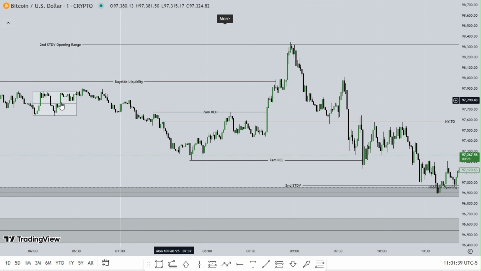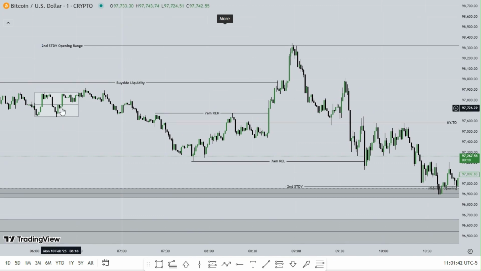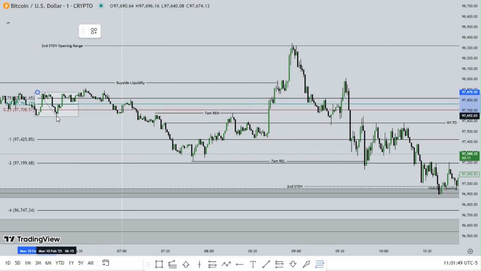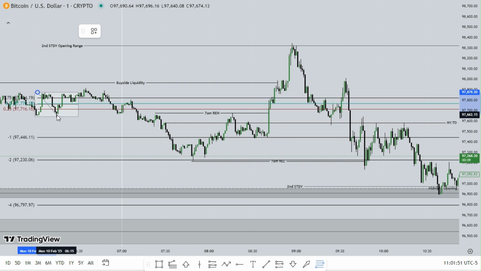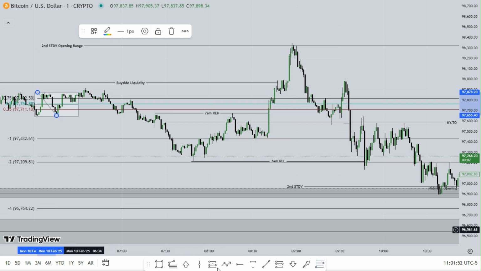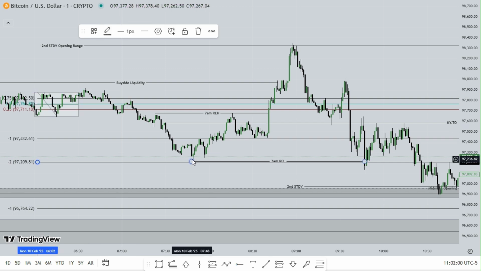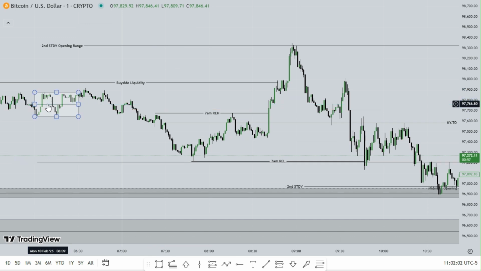Now we've found the second standard deviation with this range here, and on the sell side also, we measure from this high to this low, and then we have our second standard deviation here. As you can see, the price got to this deviation here. Let me remove my fib. The price traded to this deviation when we measured, and then it went to the buy side of the deviation. Then at 7 a.m., this is the 7 a.m. candle.